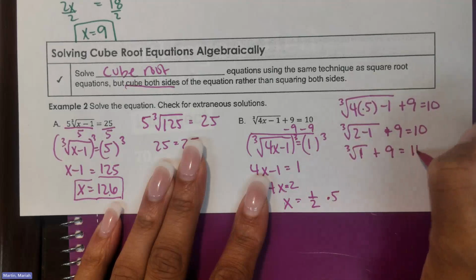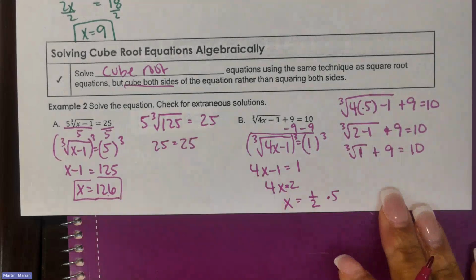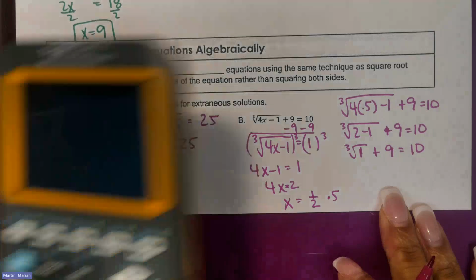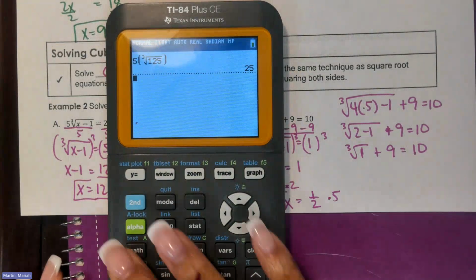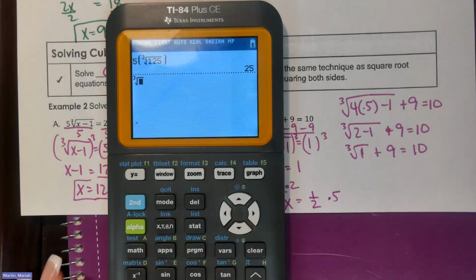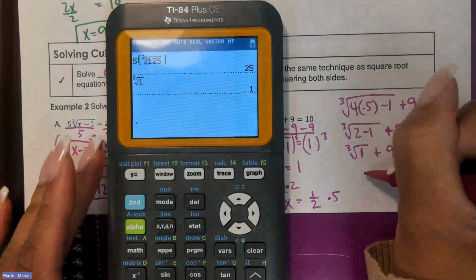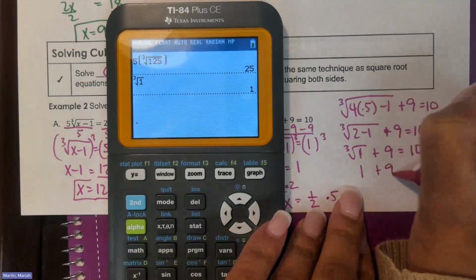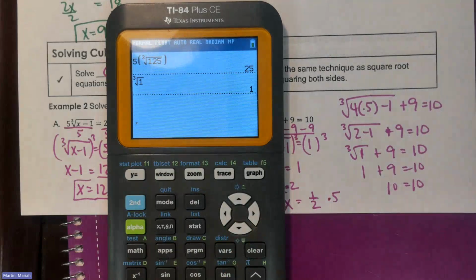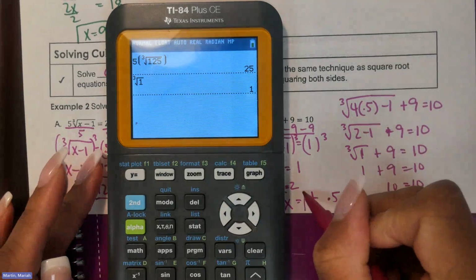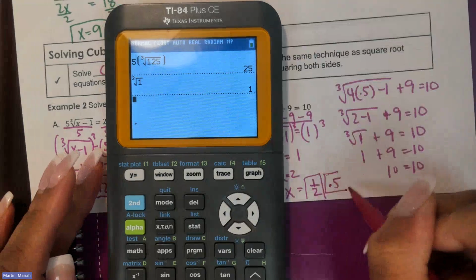The cube root of 1 is actually 1, but if you're trying to do this by hand or the long way, again, you can take your calculator, hit that math button, 4, put in a 1, and we do get 1. So 1 plus 9, and we know 1 plus 9 equals 10, so both sides are equal to each other. So that means 1/2 or 0.5 is a perfect solution.